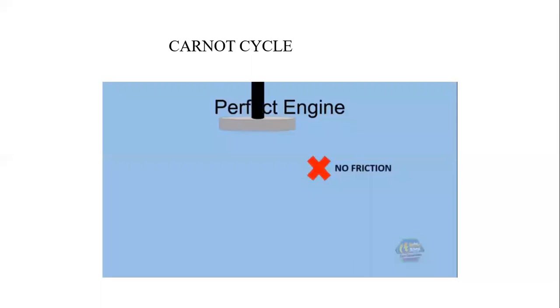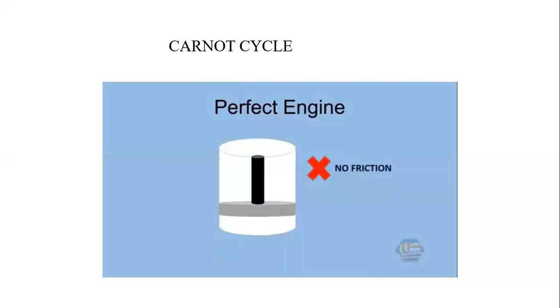And no doubt this is a perfect engine. No friction between piston and cylinder walls, and no heat transfer between the surroundings and your system is considered. Now let's discuss how this interesting cycle works by exploring its processes, the four reversible processes.